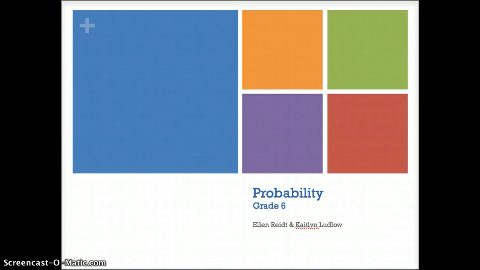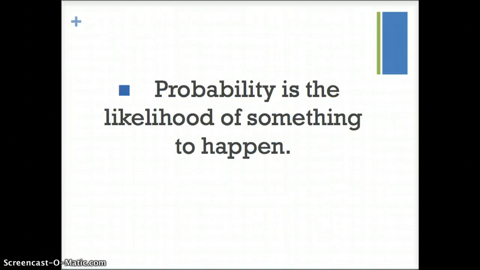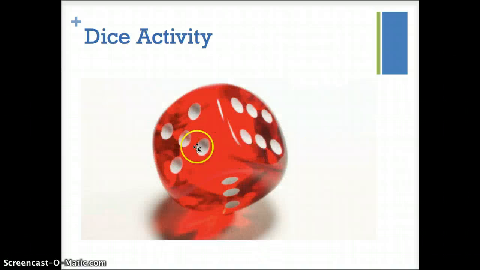Today, we're going to learn about probability. Probability is the likelihood of something to happen. So we're going to start with a dice activity today. Everybody has one die in their hand. Just take a look at the die.